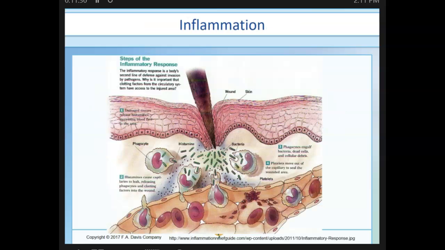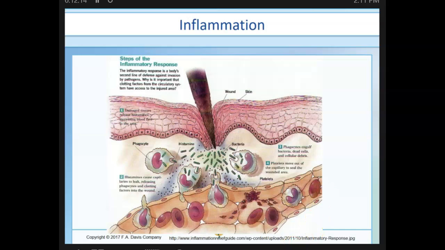So here's a picture of inflammation if you get a splinter. The splinter punctures the skin. Damaged tissues release histamines that increase blood flow to the area. So you have capillary permeability. Histamines in the granules of our phagocytes release phagocytes and clotting factors to the wound. Then phagocytes engulf the bacteria, the dead cells, and cellular debris, and then platelets move out of the capillary to seal the wound. So all that is going on when you get just a little splinter or hangnail.